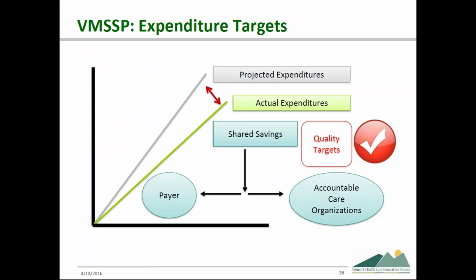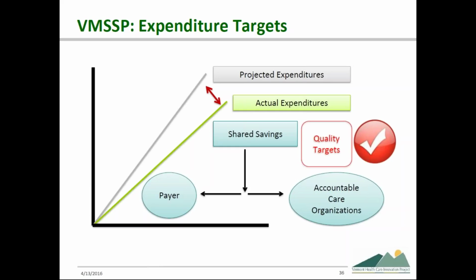So a very brief word on expenditure targets and the financial performance component of the Medicaid Shared Savings Program. So in a nutshell, an ACO's expenditure for its attributed population is compared to projected expenditures, a trend, for that population. If the actual expenditures during the program year are lower and come under that projected trend, and if the ACO meets pre-specified quality targets, the ACO is eligible to share in the generated savings.